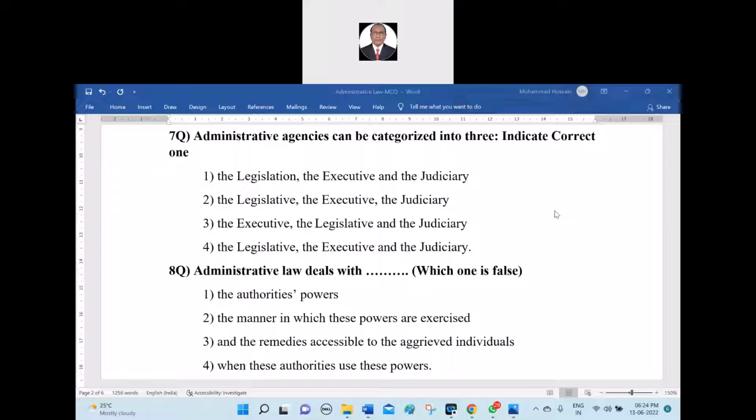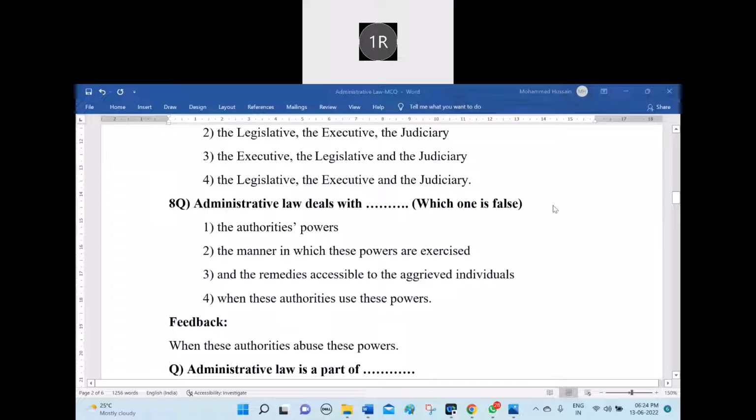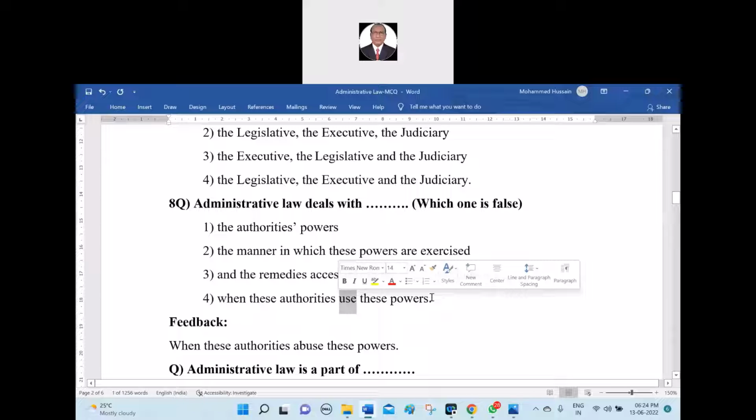The third one, sir. The remedies accessible to the aggrieved individuals. See, it should be when these authorities abuse these powers, but what I wrote was that these authorities use the powers. Which is the right answer? I gave the feedback. When these authorities abuse the powers. But I wrote that the 4th option is when these authorities use these powers. So which is the right answer? 4th, sir. The 4th one is the answer for the 8th question.